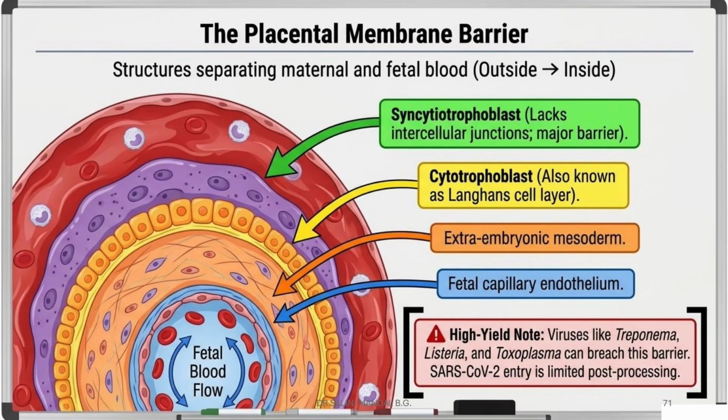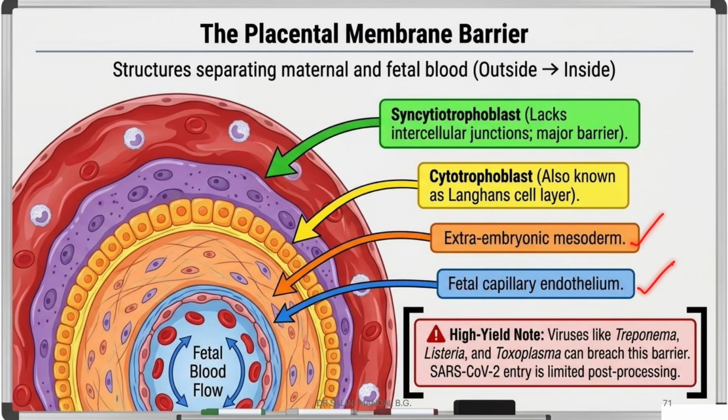Okay, and next one, the placental membrane barrier, in which we have syncytial trophoblast. Remember, they lack intercellular junctions. Okay, that's a major barrier. We have cytotrophoblast, which is otherwise known as the Langhans cell layer. Then extra-embryonic mesoderm and fetal capillary endothelium. So these are the ones which separate the maternal and the fetal blood. Okay, from outside to inside, remember: syncytial trophoblast, cytotrophoblast, extra-embryonic mesoderm, and fetal capillary.